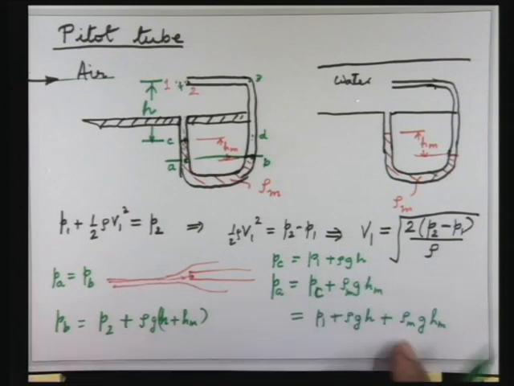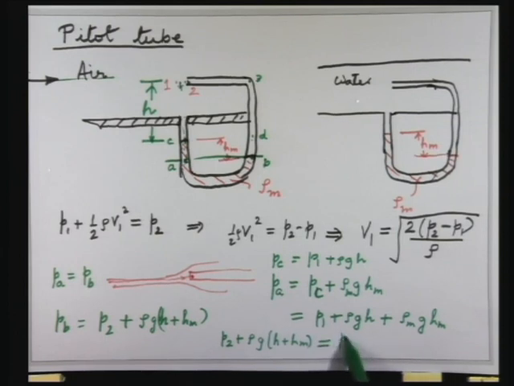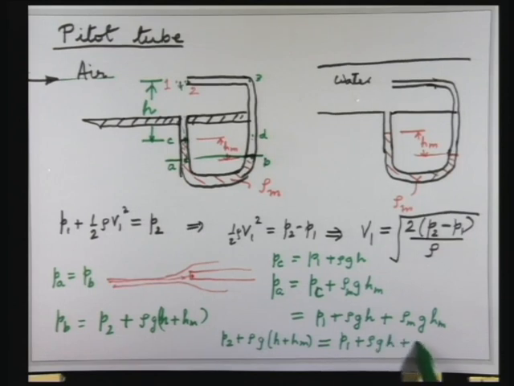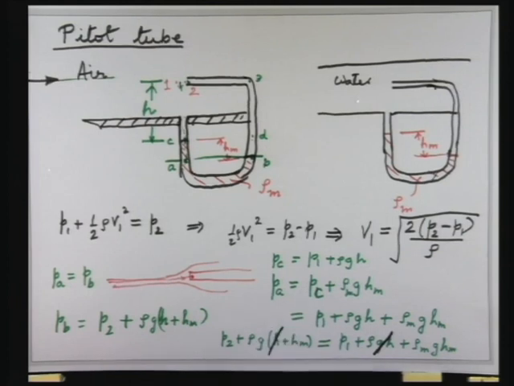Now these two will be equal. So you have P2 plus rho g times h plus hm equal to P1 plus rho g h plus rho m g hm. Now you see that this term on the right hand side, rho g h, will cancel with this rho g h.